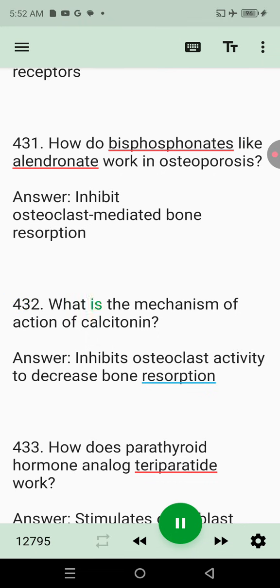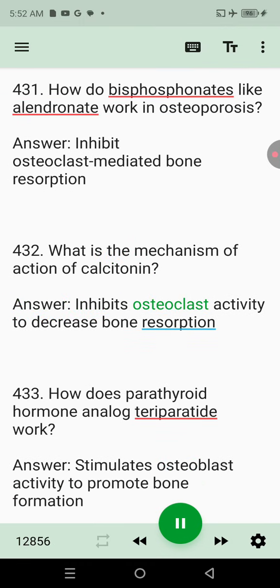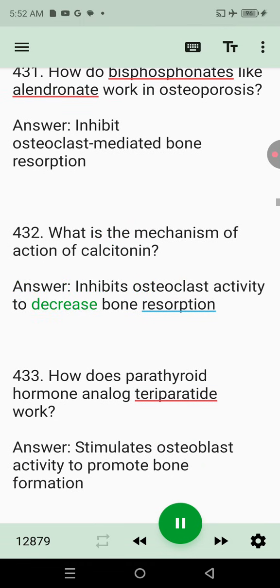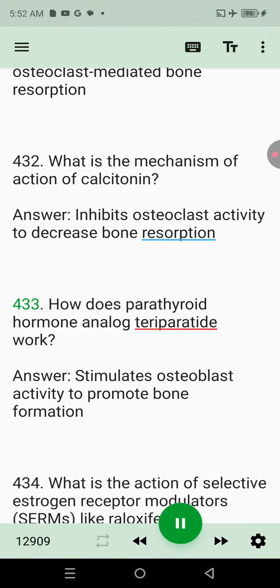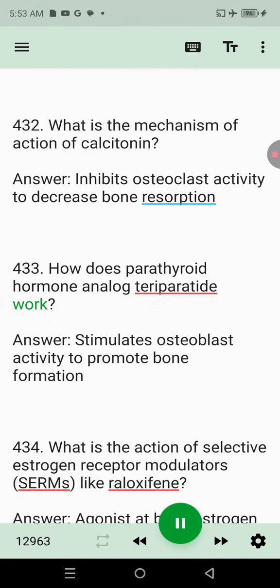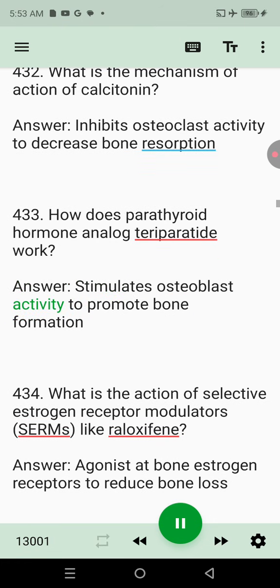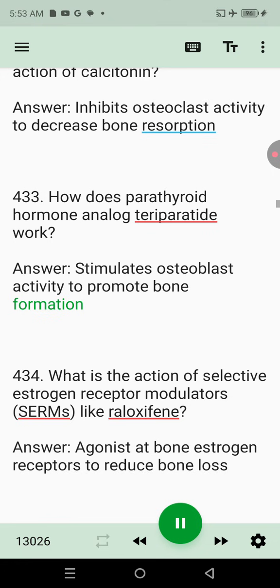432. What is the mechanism of action of calcitonin? Answer: inhibits osteoclast activity to decrease bone resorption. 433. How does parathyroid hormone analog teriparatide work? Answer: stimulates osteoblast activity to promote bone formation.